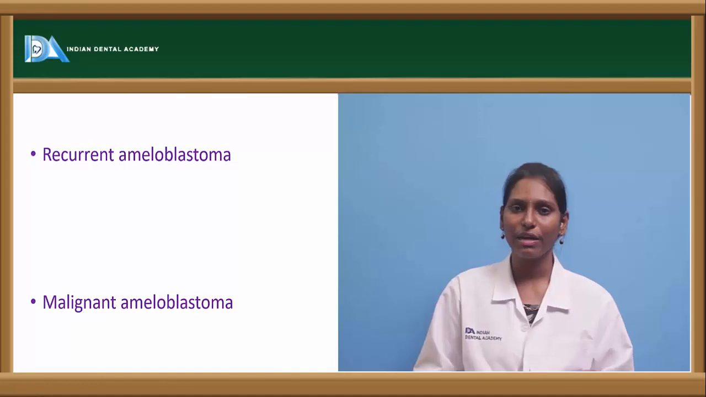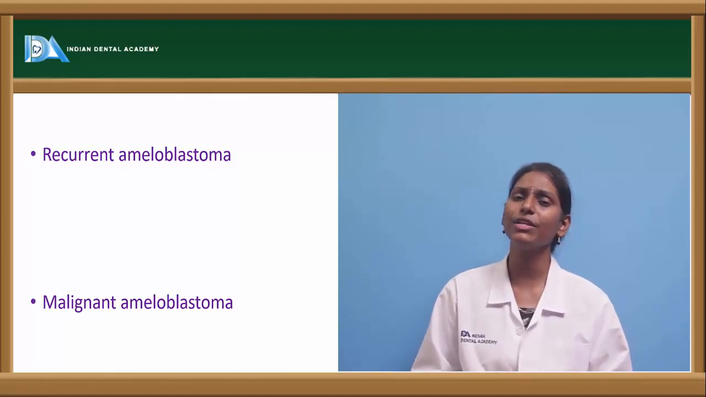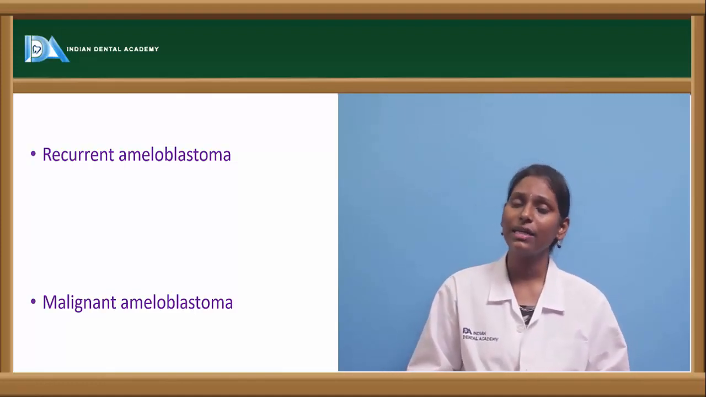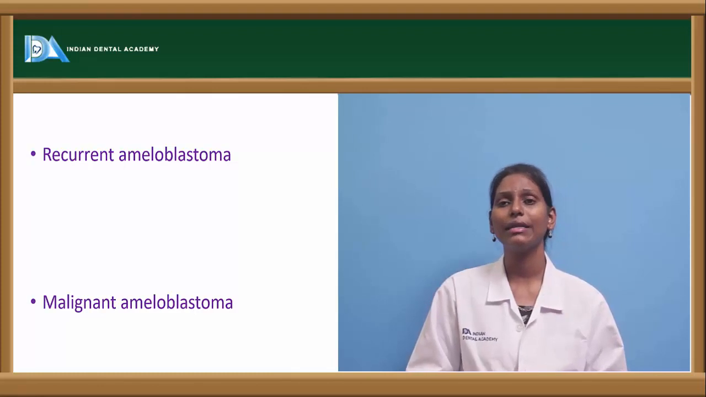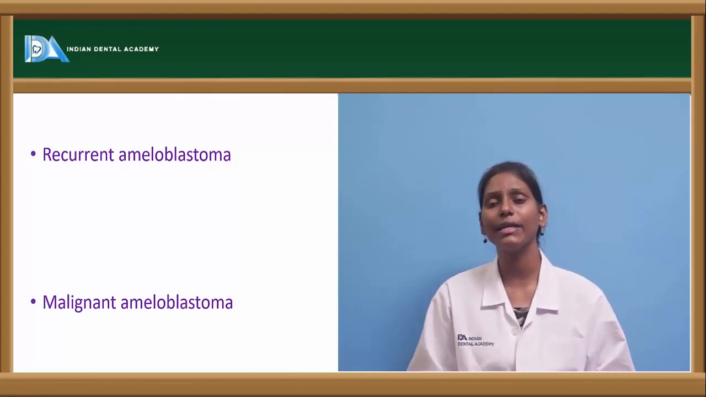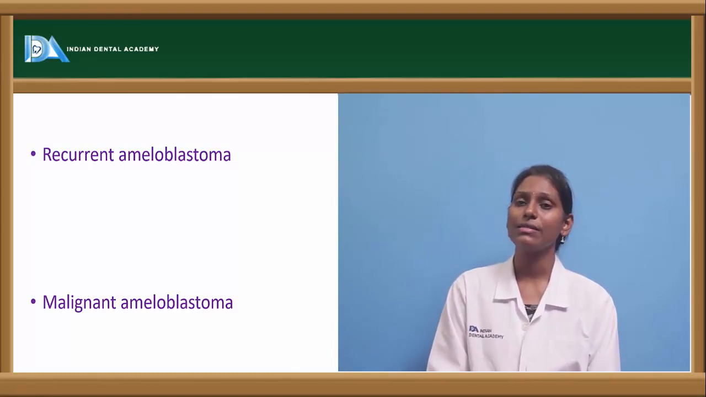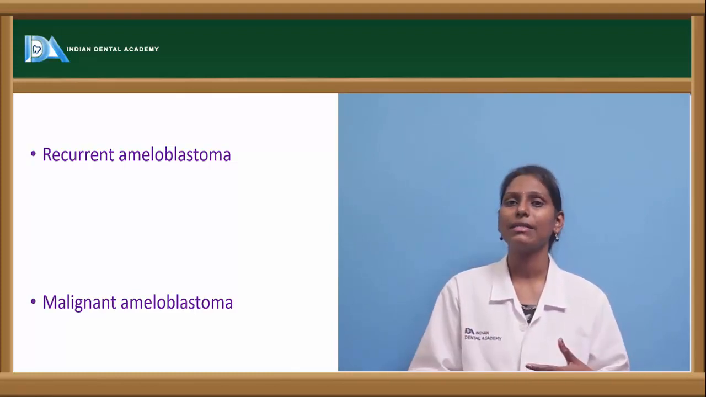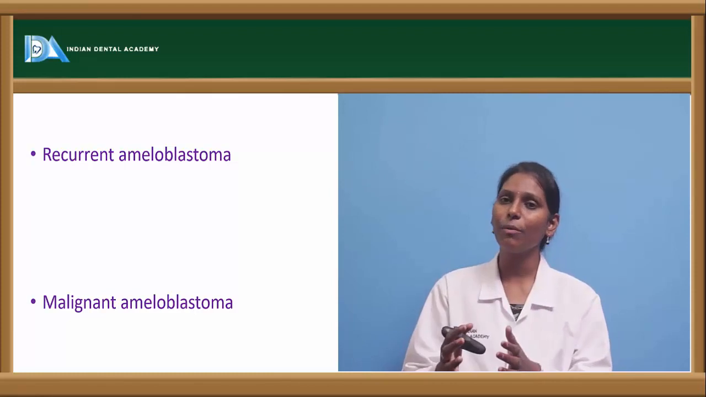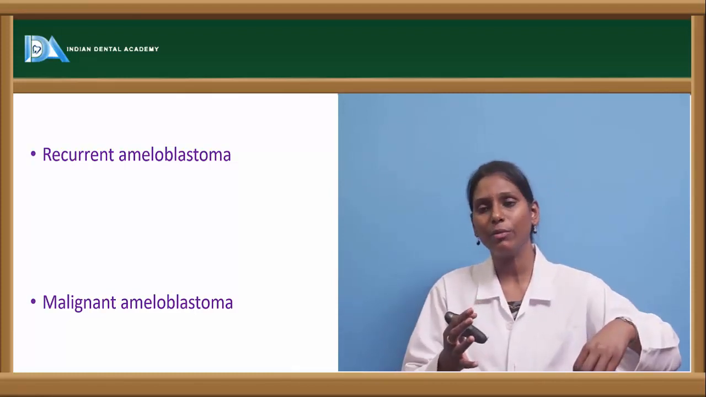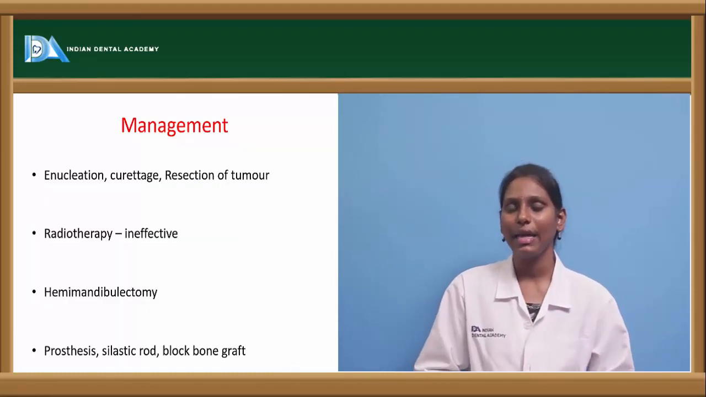These are radiographic features. And we have clinical variants like recurrent ameloblastoma and malignant ameloblastoma. As we have discussed, malignant ameloblastoma has a propensity for malignancy. Recurrent ameloblastoma is where we have multiple recurrences in the same area. Once it has been operated, in another area we get the ameloblastoma. This is nothing but recurrent ameloblastoma.